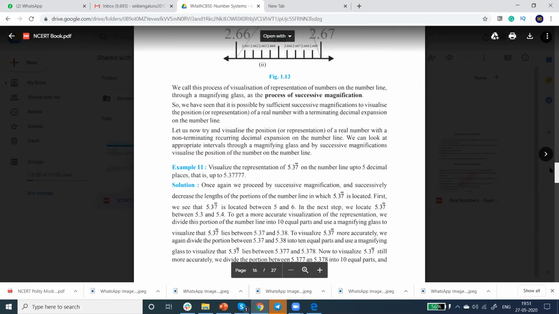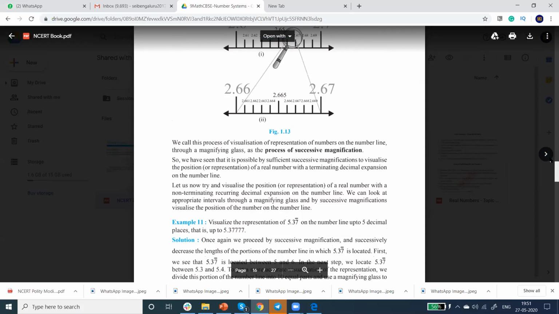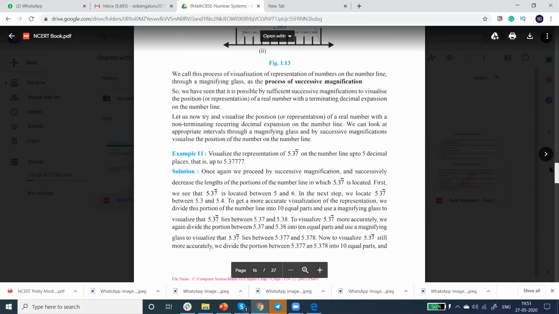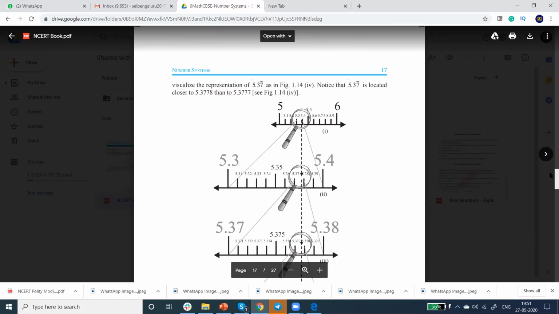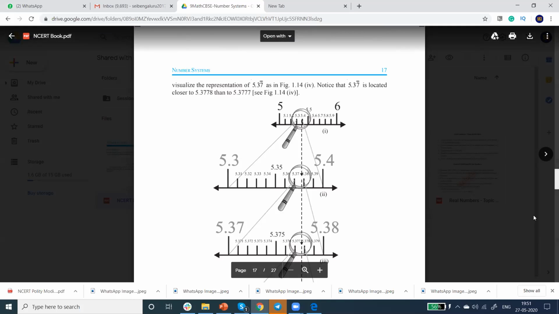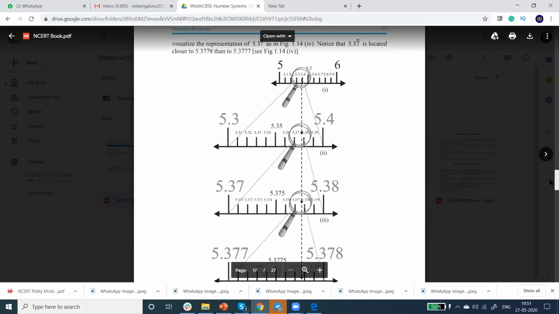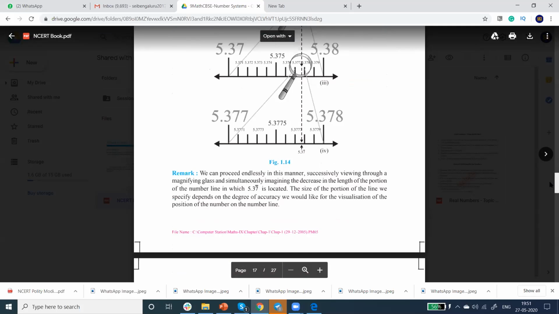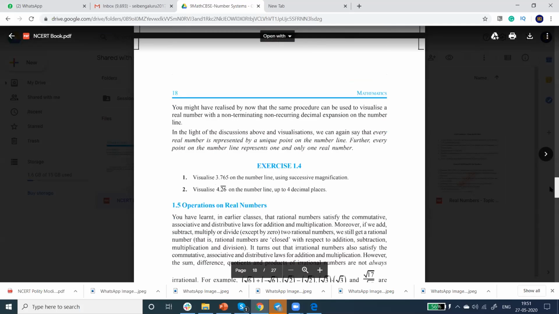Now, in example 11, visualize the representation of 5.37 bar on the number line up to 5 decimal places, which means 5.37777. Considering 5.37 up to 7 places, it will come as 5.3778. More than 5, it will be converted to the next number. So that is the way we can visualize.